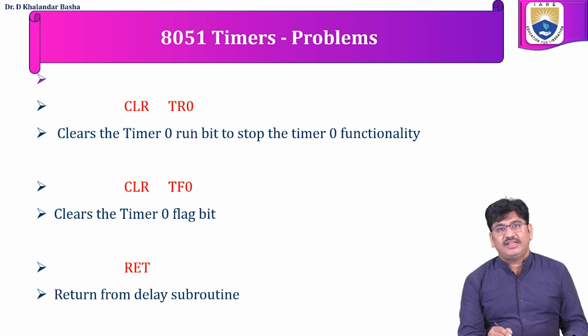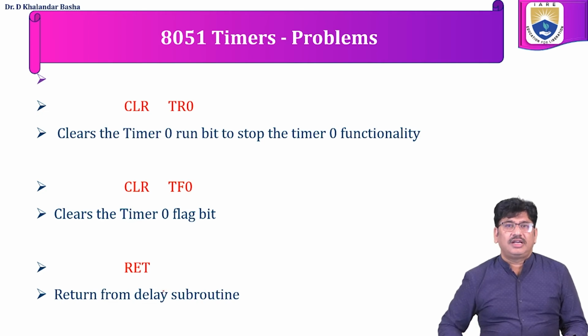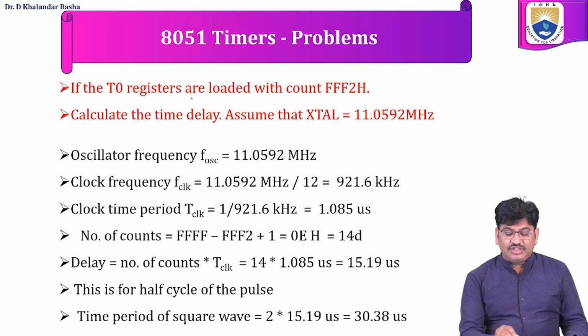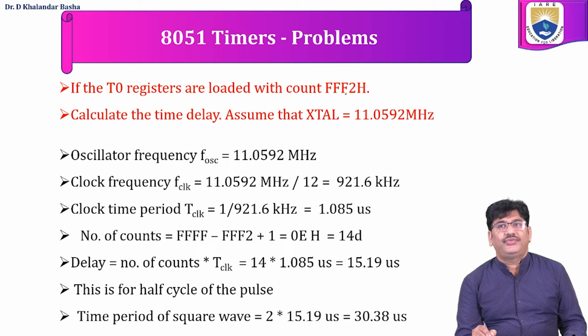Once the overflow has occurred, clear the TR0 bit to stop timer 0. CLR TF0 bit, it is to clear the overflow which occurred on timer 0. RET, which returns from the subroutine. So now here we have loaded the T0 register with the count FFF2H.